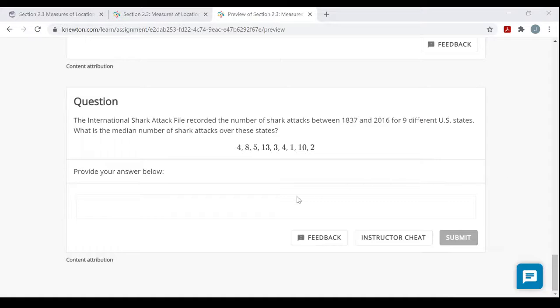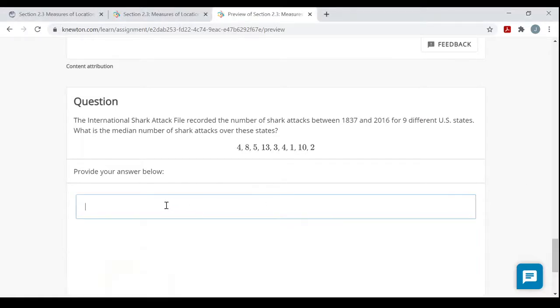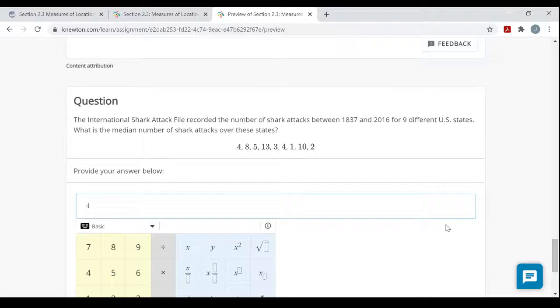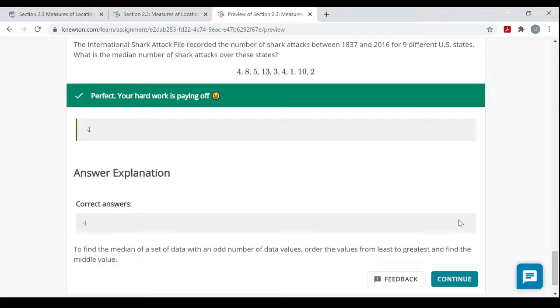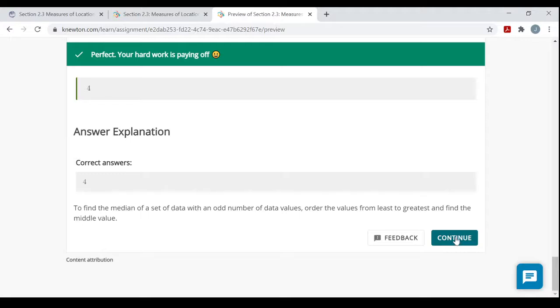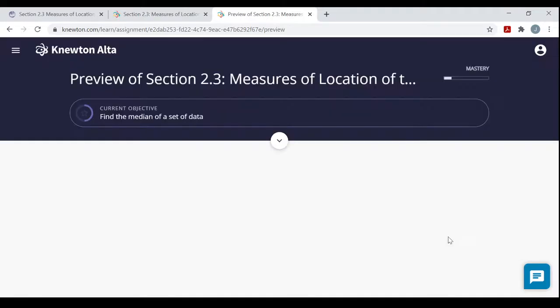Right. So, and then this one's a fill in the spot here. Right. So the number 4 is the median. So again, hopefully pretty simple to find the median. Right? Just got to pay attention to whether or not there are an odd number of data or an even number of data.